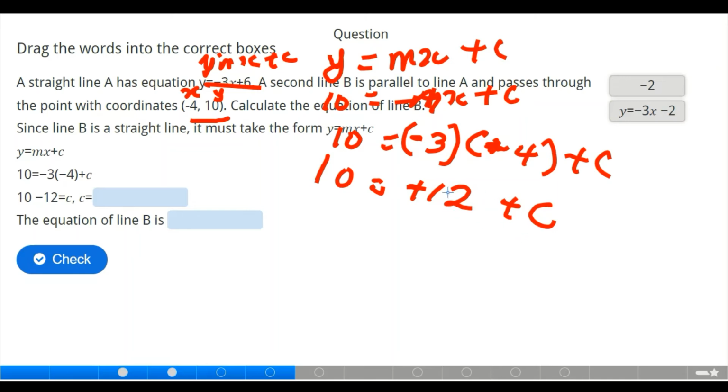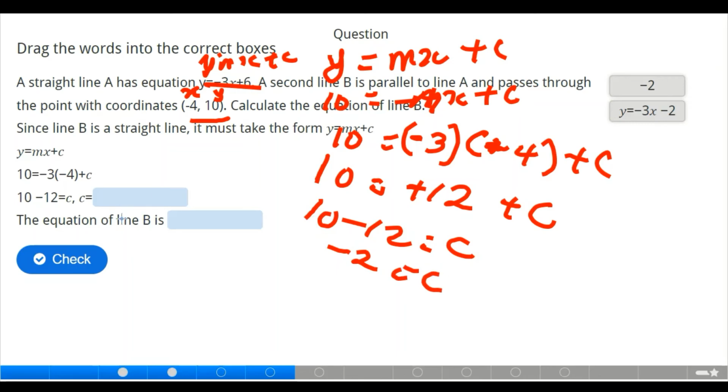Now, because we want to get c, we are bringing it to the other side, so we have 10 minus 12 equals c. Having 10 minus 12 equals c, c will be what? c will be minus 2.